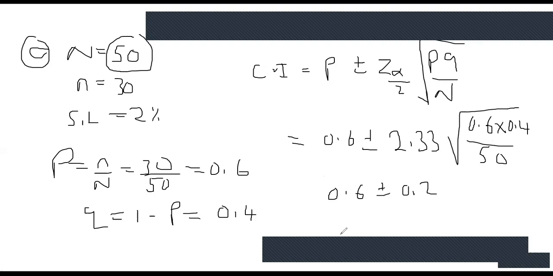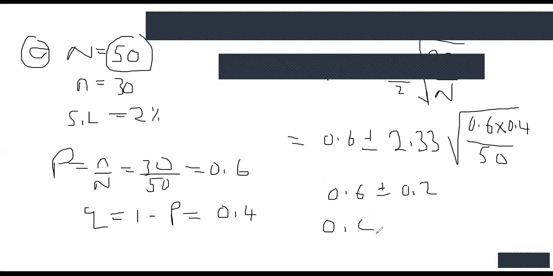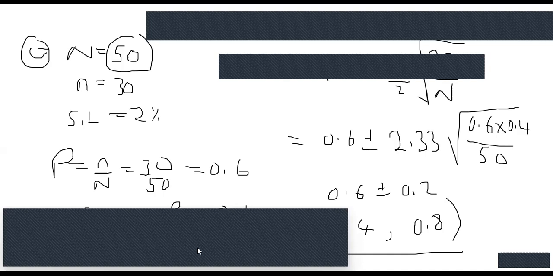So when you subtract, this is 0.4, 0.8. So we are 98% confident that our true proportion will lie between 40% and 80%. All right. So that is how we finish sampling.